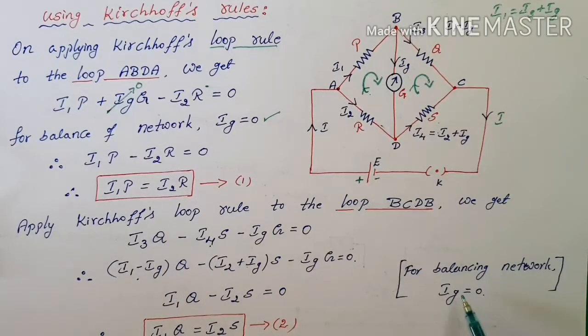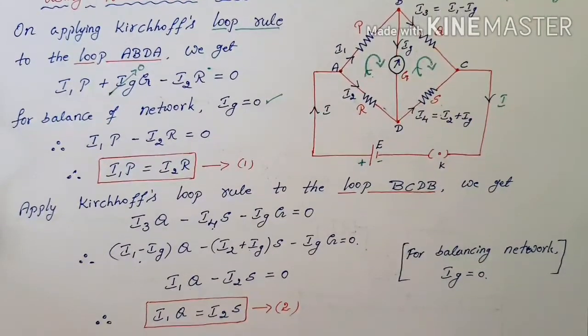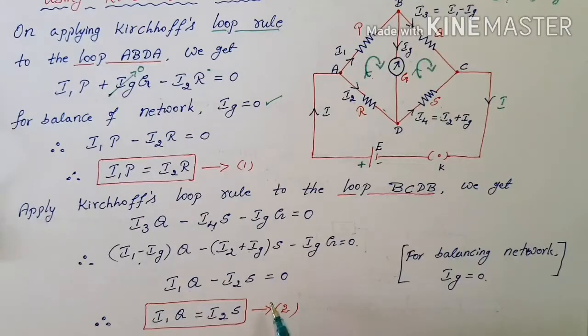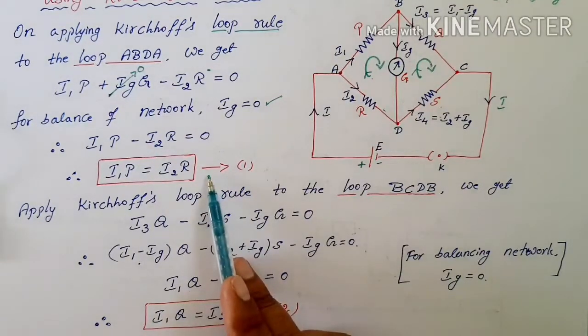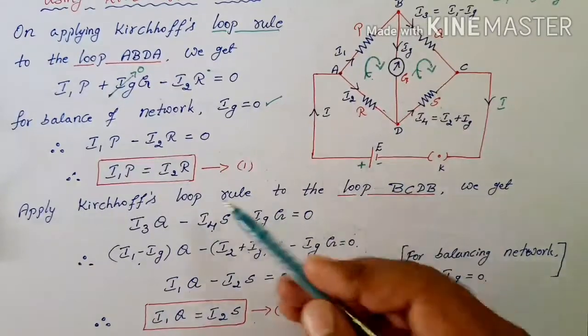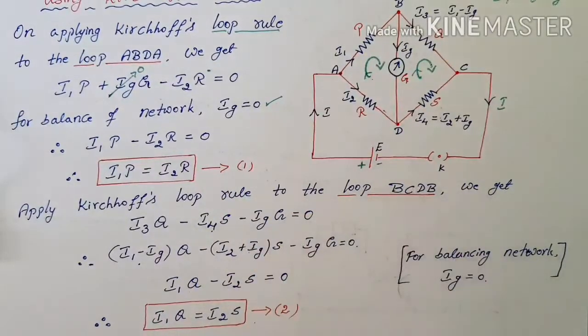For balancing the network, if Ig comes 0, you will get I1Q minus I2S as 0. Then I1Q is equal to I2S. This is the second equation. We got the first equation for the first loop ABDA, and the second equation for the loop BCDB. Now divide these two equations.